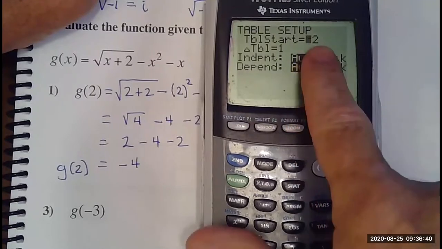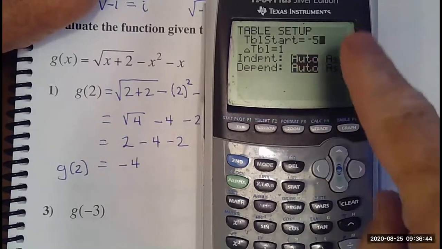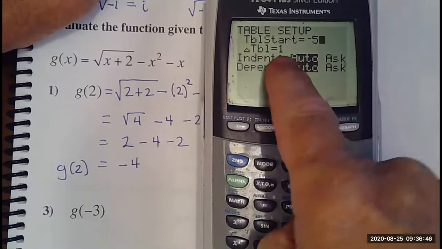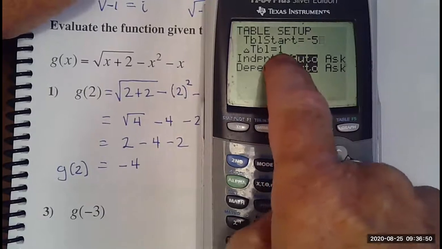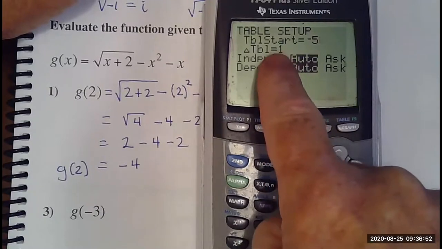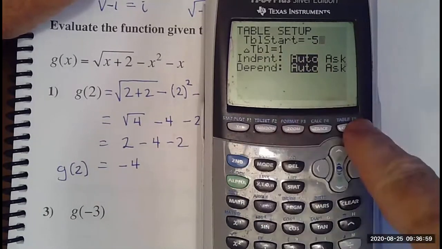And you can start it anywhere you want. I can start it at like negative 5. And the increments, that's when it jumps. So it's going to go negative 5, negative 4, negative 3, negative 2, negative 1, and so on. And then I go into table setup, or table set. I can't even say it. Then I go into table.